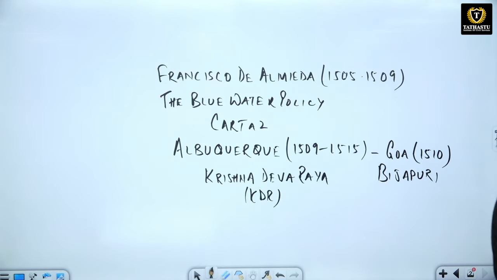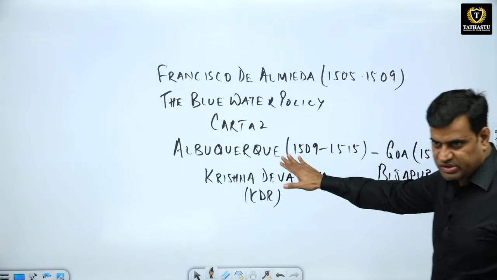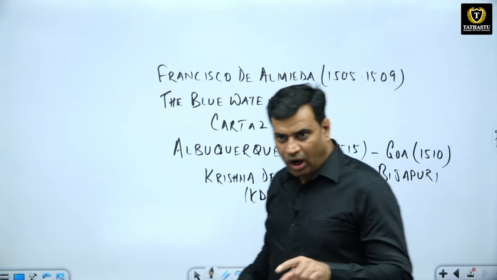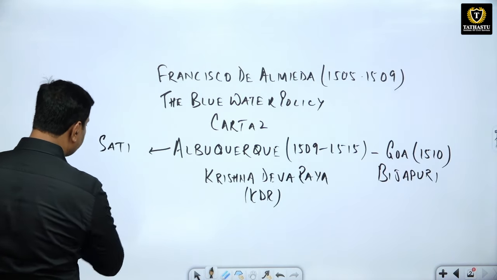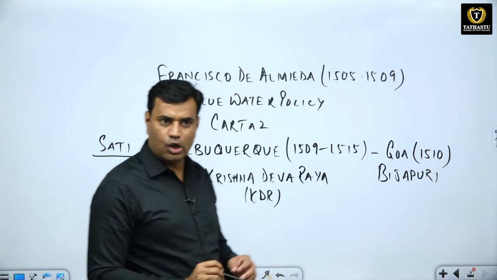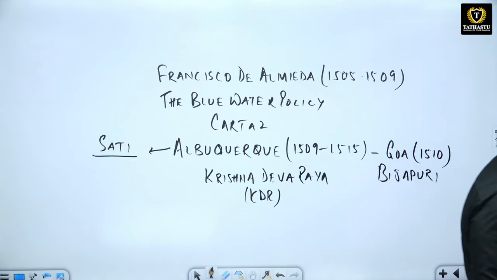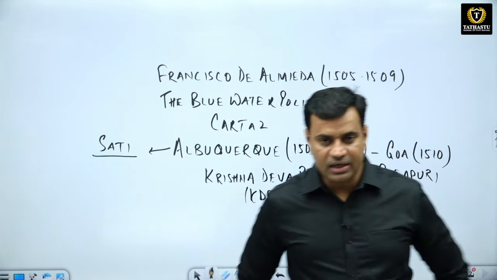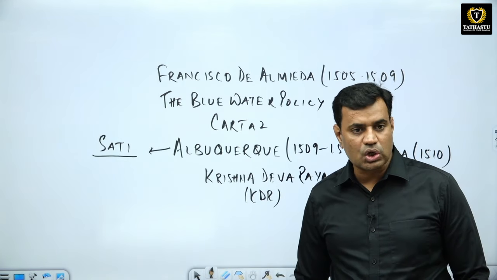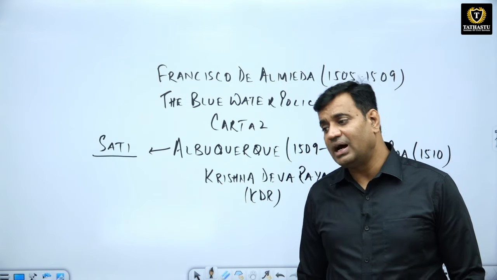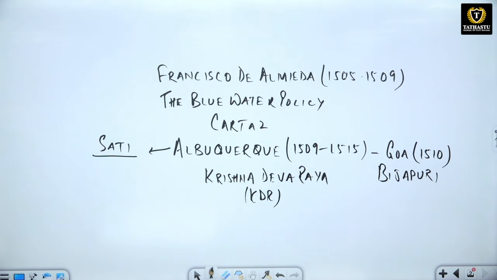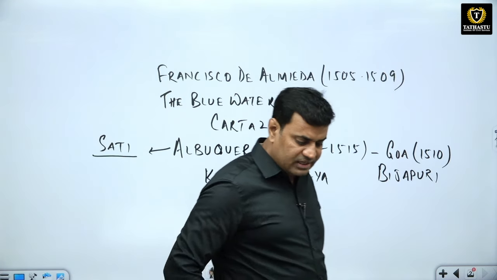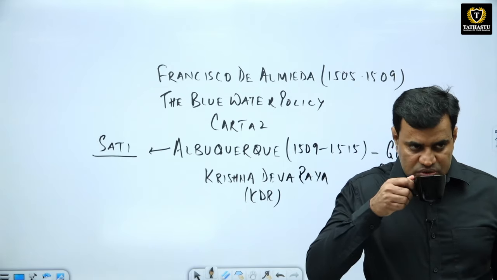Portuguese governor Albuquerque prohibited the practice of sati on the western coast, and even asked Portuguese to marry Indian women.